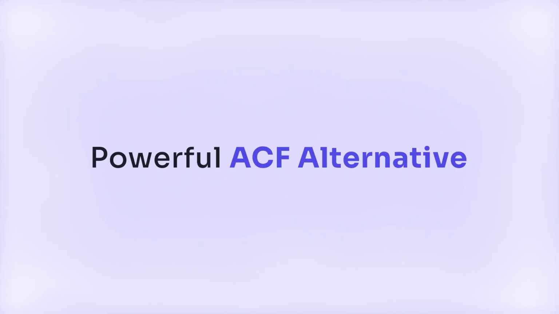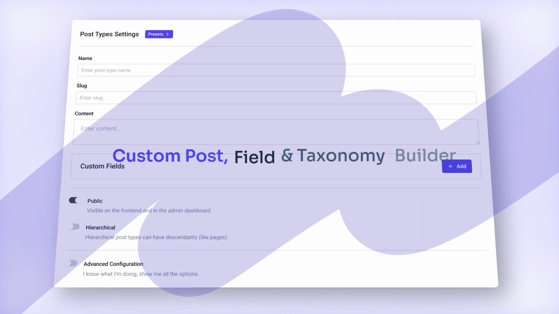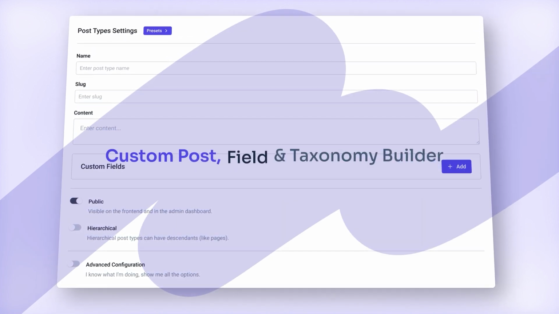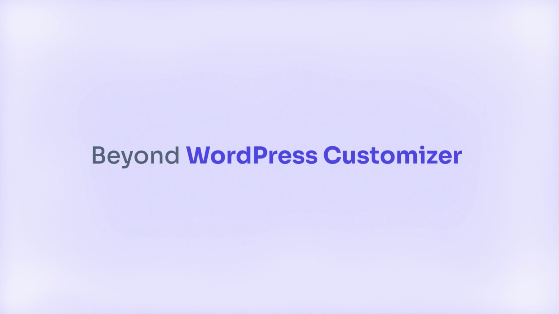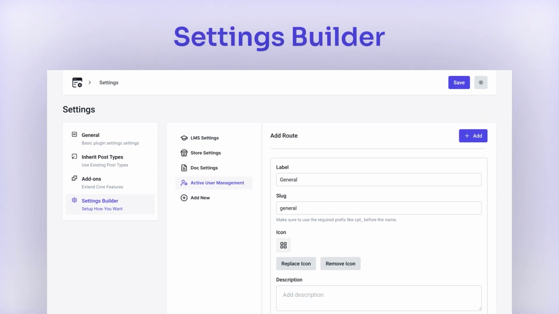Howdy, welcome to Easy Content Manager, a powerful alternative to ACF. With ECM, you can create custom post types, fields, and taxonomies that go far beyond the WordPress customizer. It also comes with a content manager and settings builder for advanced flexibility.